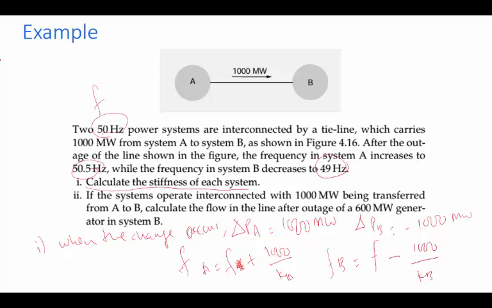Okay, 2. If the systems operate interconnected with 1000 being transferred from A to B, calculate the flow in the line after an outage of a 600 megawatt generator in system B. So now the change of flow in the line, let's call it delta P.